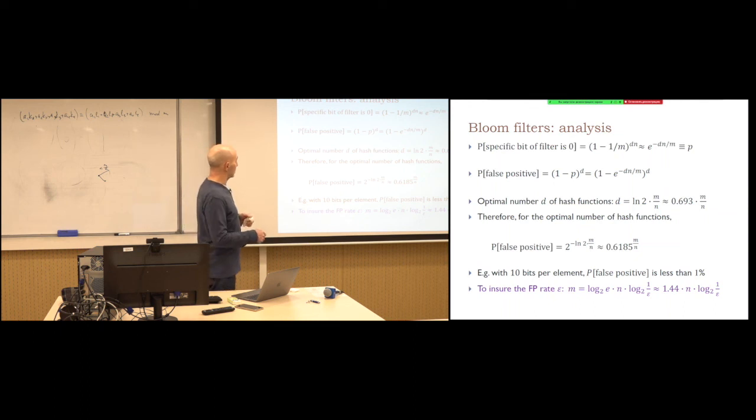So now you can also turn this around and say it the other way around. You can ask the question, how many bits do we need to ensure a false positive probability epsilon? So you can solve epsilon equals this for m. And you then obtain m equals binary logarithm of e times n times binary logarithm of 1 over epsilon. Which means that we need binary log of e times binary log of 1 over epsilon bits per element to ensure the false positive probability epsilon.